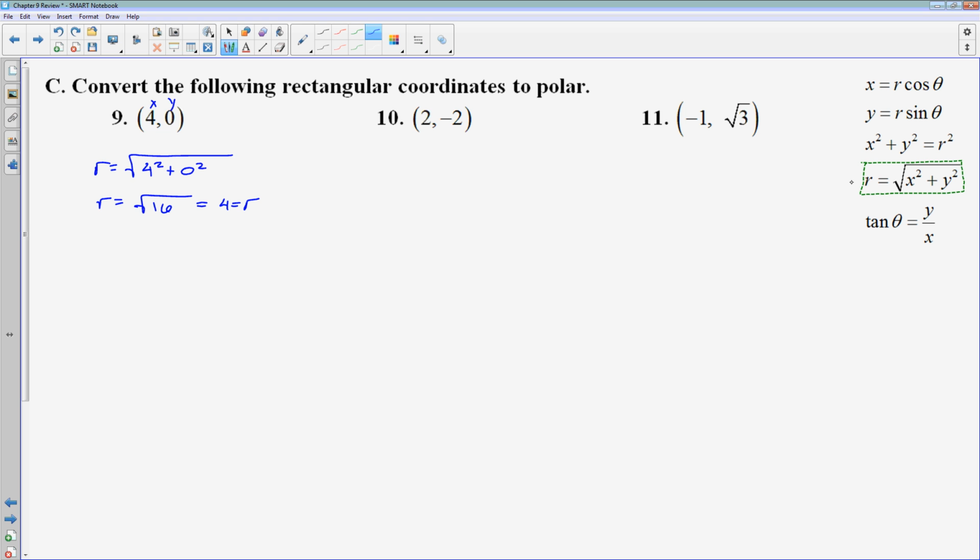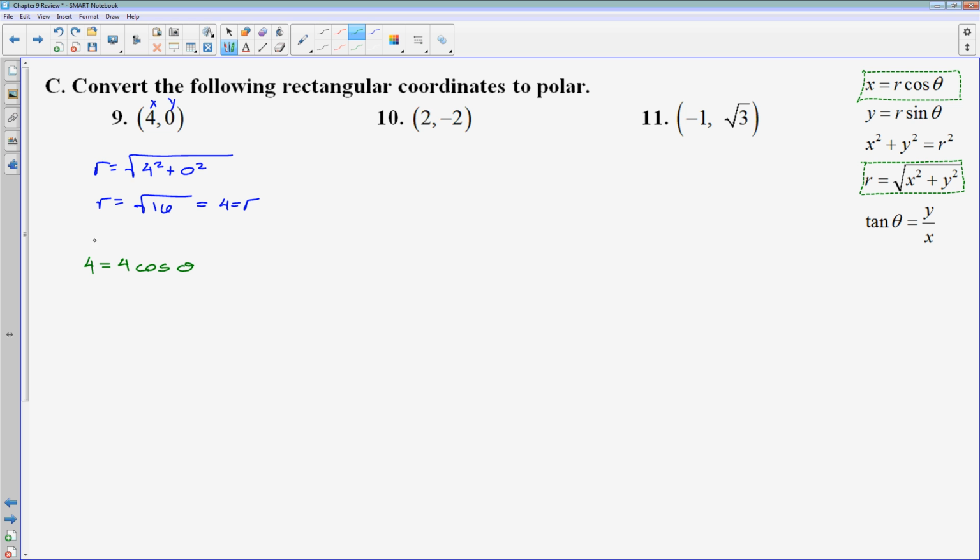And now I need my angle. To get the angle, you could use a whole bunch of different things. It really doesn't matter which one you choose. I prefer this one. So I'm going to use x equals r cosine theta. I know that x is 4, so 4 is equal to, I know my r is 4.